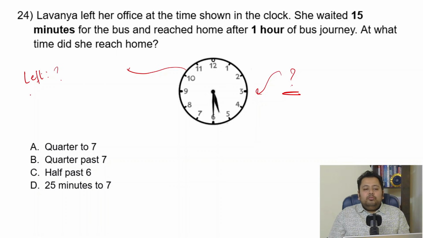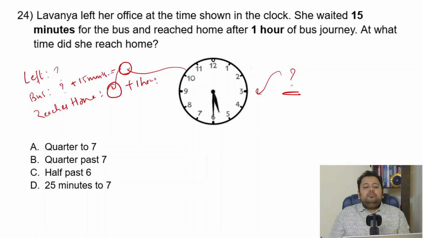After that, when did she get the bus? When you find out the start time, after 15 minutes, you have to add 15 minutes to that. Then you get something here. Then she reaches home, so you add 1 hour. Once you've done this, you get your answer. Pause the video, solve it first, and then look at the solution.